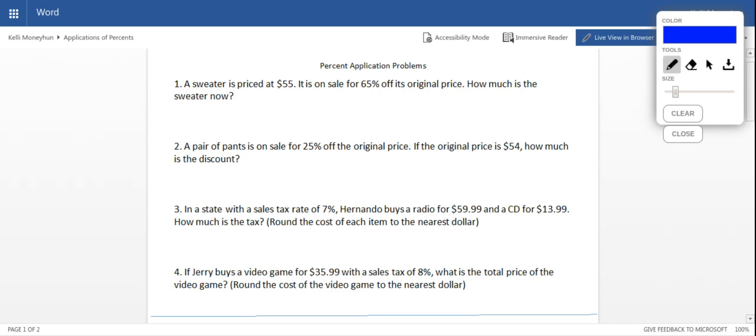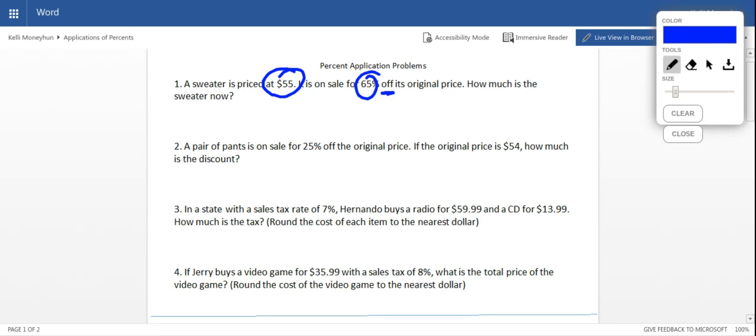Okay, guys, let's go ahead and break down this first problem. Make sure that you're text coding on your paper the same way that I am. It says a sweater is priced at $55. It's on sale for 65% off. Please make sure to underline the word off. Okay, how much is the sweater now?